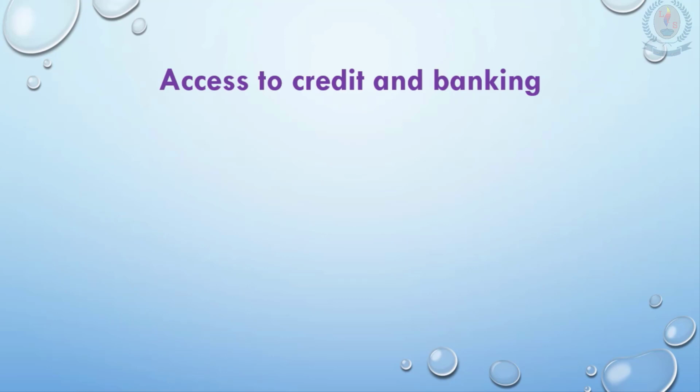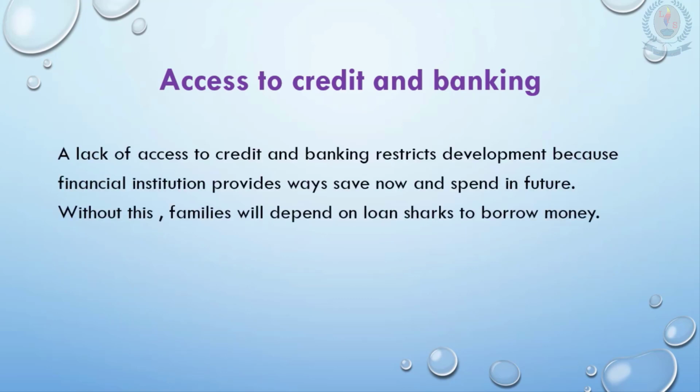Access to credit and banking. In developed countries, individuals, firms and governments have access to sophisticated financial systems that allow them to save money with interest and also to borrow money. Equally, there are systems for buying shares in companies. There are banks, stock exchange markets and insurance companies, for example.